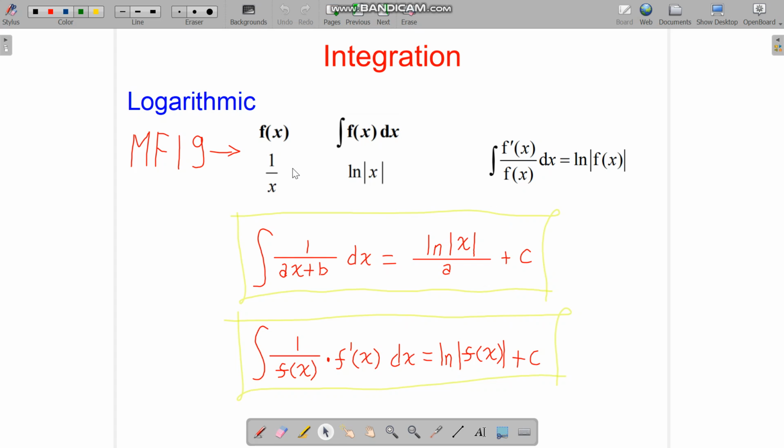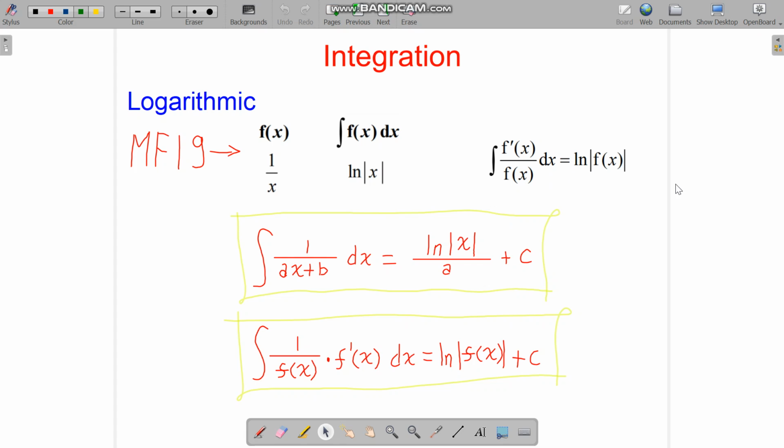Logarithmic, we have this formula, the integral of 1 over x equals ln modulus x. So if you are interested to know why we have a modulus here, you can just watch the formula derivation video or read the PDF at least. For this basic formula, we can also apply the chain rule. So if it's not a simple x, if it's ax plus b, then we're going to have to divide, again, by the derivative of ax plus b, which is a. And we have this rule here, the last formula you can see on MF19.